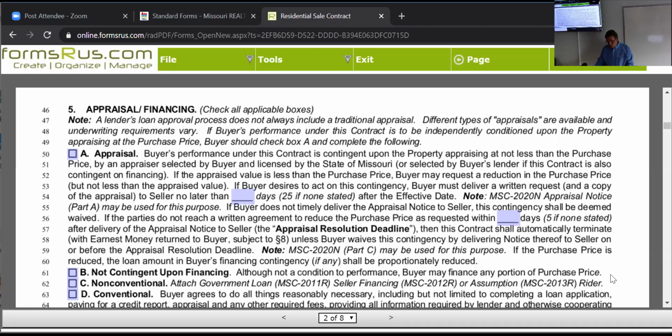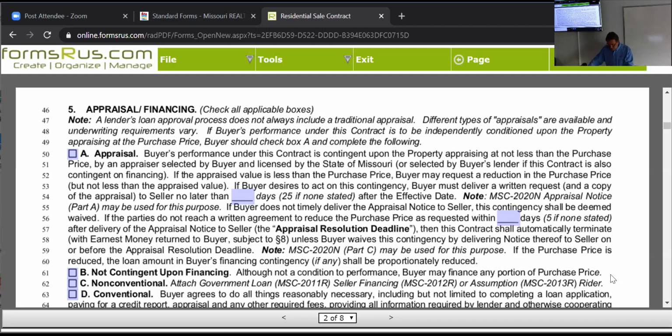So this is what you're going to check most of the time, and you will have a government loan rider that you will attach as a part of the contract. And then D is conventional. A conventional loan is typically 95% or less. So the buyer is putting down 5% on the loan.